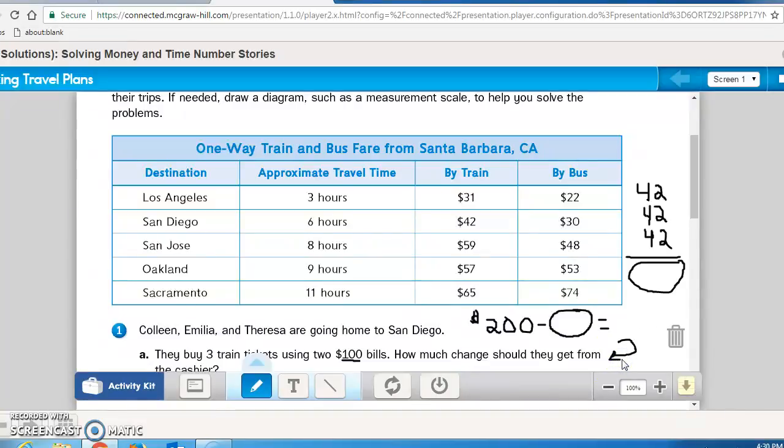When you've completed this problem, I want you to bring your workbook up to me and I want to check it. Once I've checked this problem, I will help guide you through B and number 2. Pause the recording now and finish that problem.